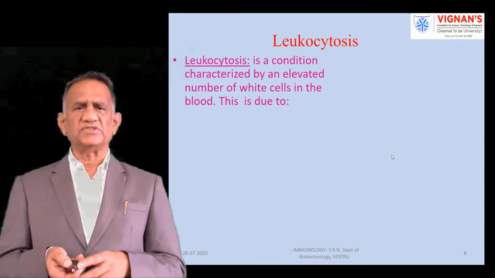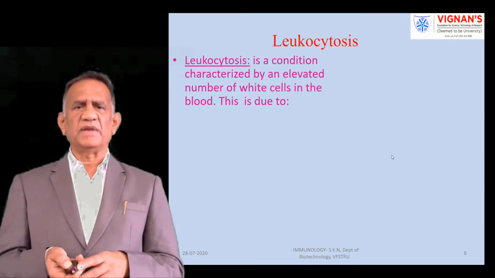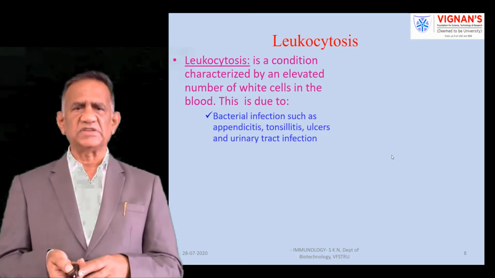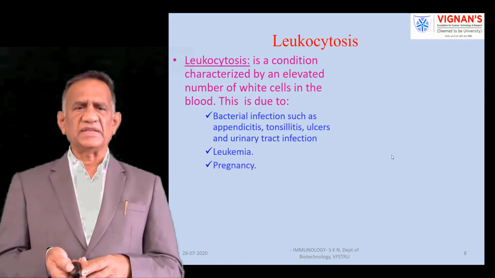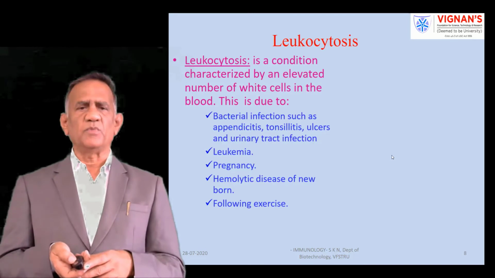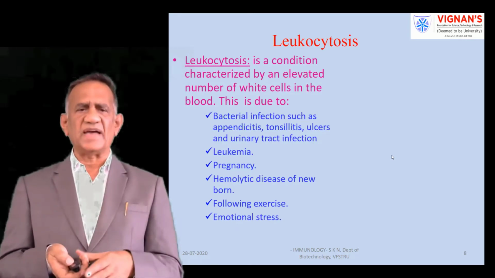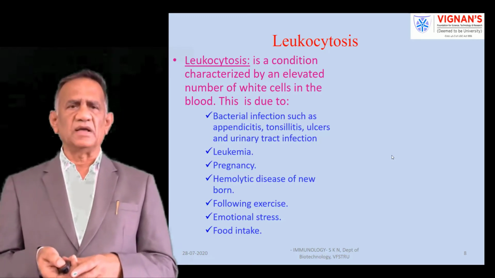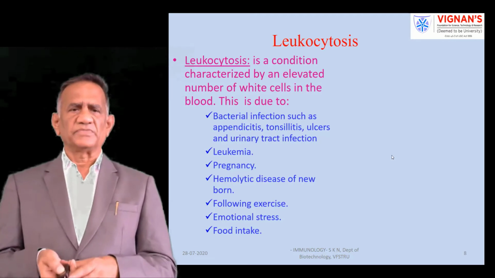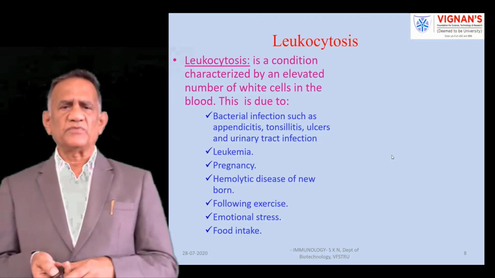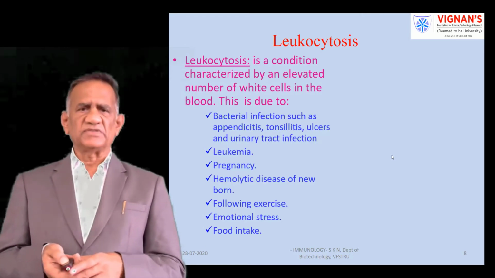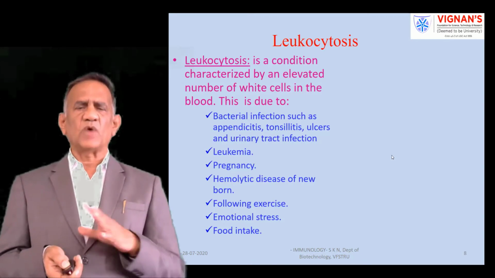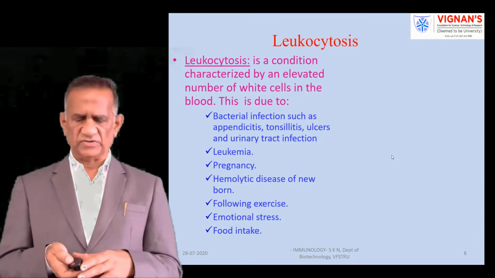Now, leukocytosis. Leukocytosis is a condition characterized by an elevated number of WBCs in the blood. This is due to bacterial infections such as appendicitis, tonsillitis, ulcers, and urinary tract infection, leukemia, pregnancy, and hemolytic diseases of newborn, and even soon after exercise, emotional stress and food intake. So these are all the conditions which will increase the blood cells in our blood. Okay, so a few of those things, particularly bacterial infection, certainly cause the increase because of the recruitment of cells during the infection. To avoid the infection, the number of blood cells has to increase.